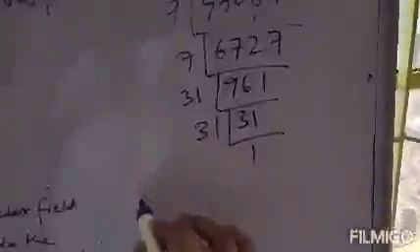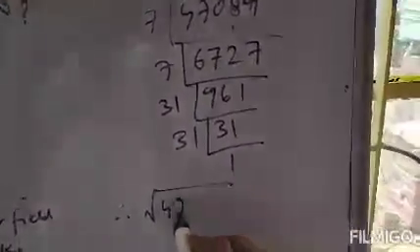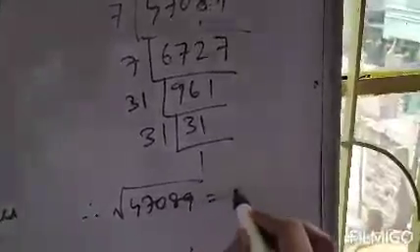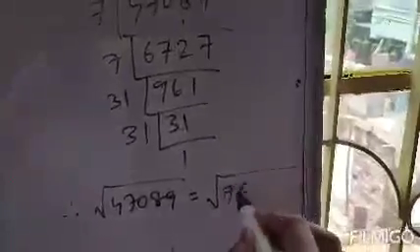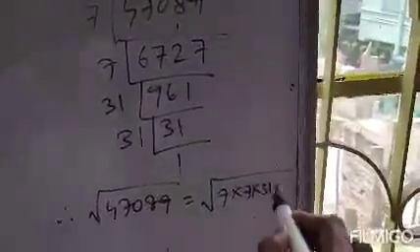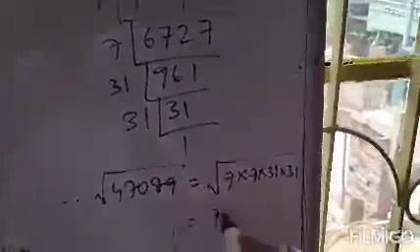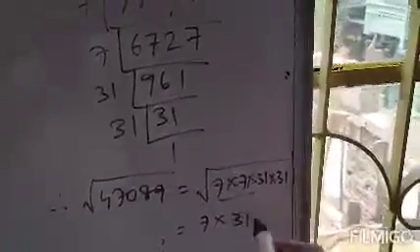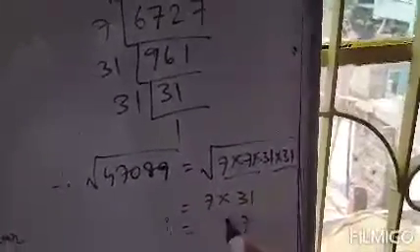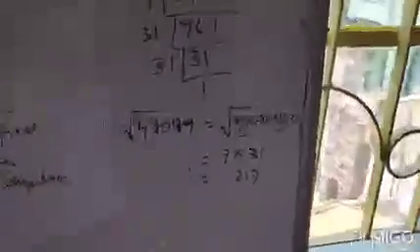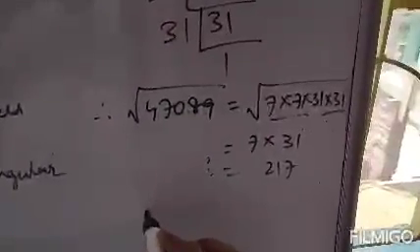So therefore we can write 47089 equals 7 into 7 into 31 into 31. This will give you 7 into 31. That means it is 217. Next, 24336.